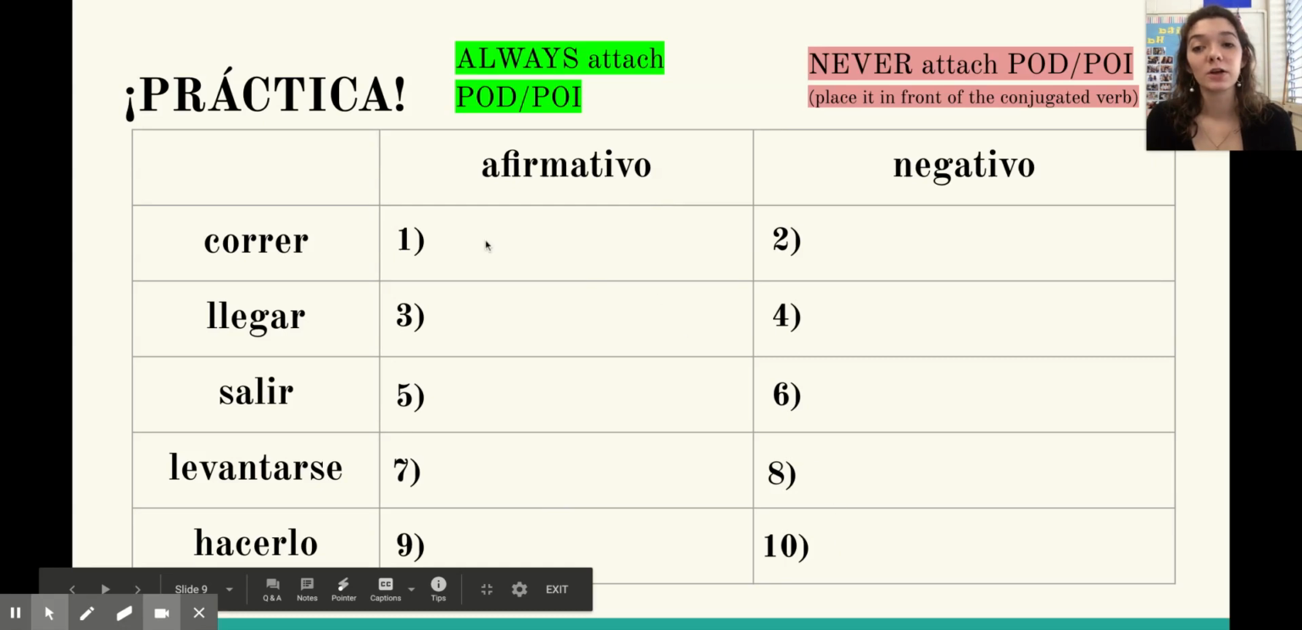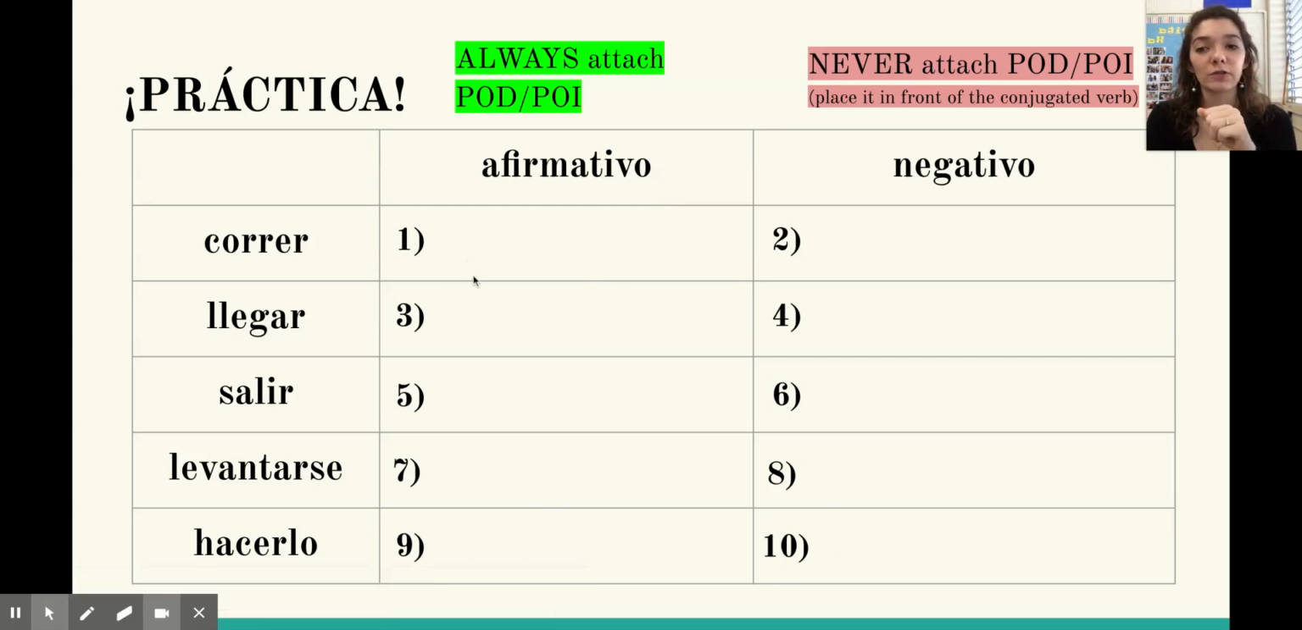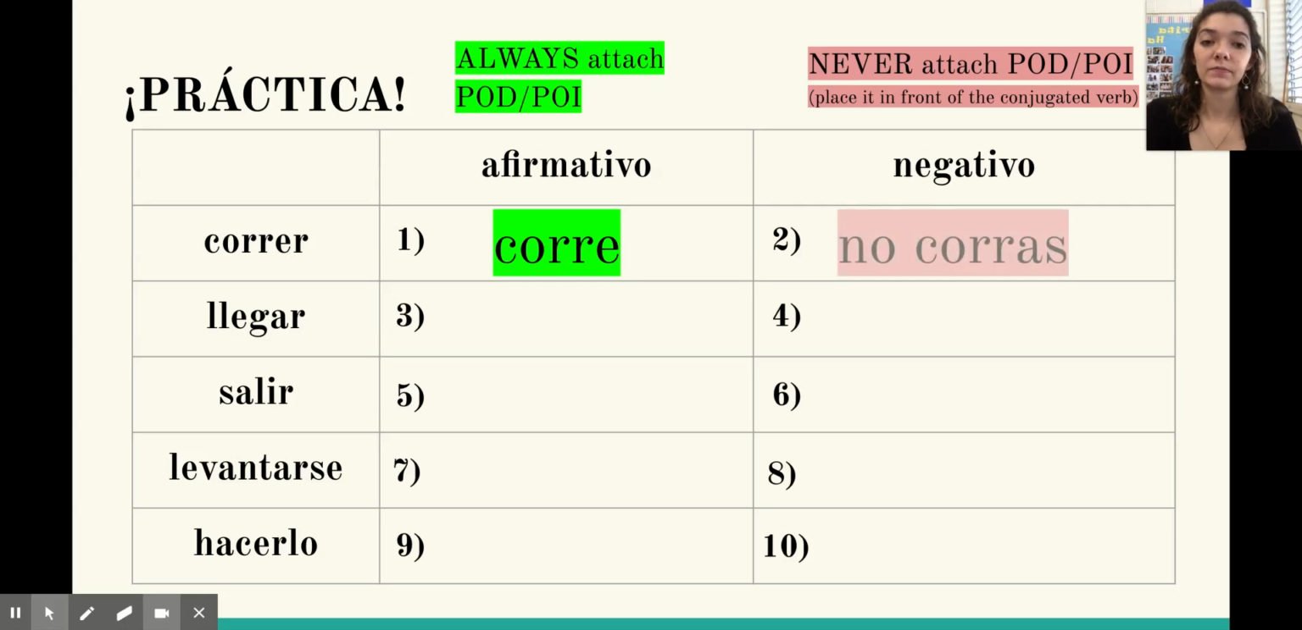But we're going to start up here. Número uno. What would be the affirmative? Run. You run. Hopefully you wrote corre. Run. Go. Corre. Not to be confused with the negativo. Take the O, drop the O, opposite vowel, add an S. No corras. Don't run. You informal, don't run. We took the steps, right?